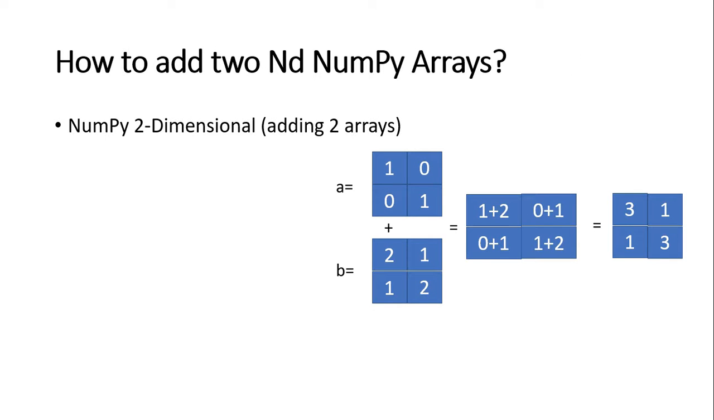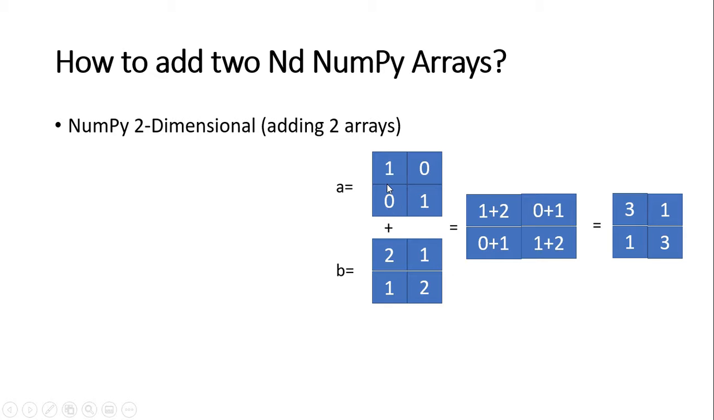How to add two n-dimensional NumPy arrays? In this case, we are trying to add two-dimensional arrays. The first two-dimensional array, A, is holding 1, 0 and 0, 1, and B is holding 2, 1 and 1, 2. In this case, what happens? The 0th element of array A will be added with the 0th element of B, and the first index element of A will be added with the first index element of B.